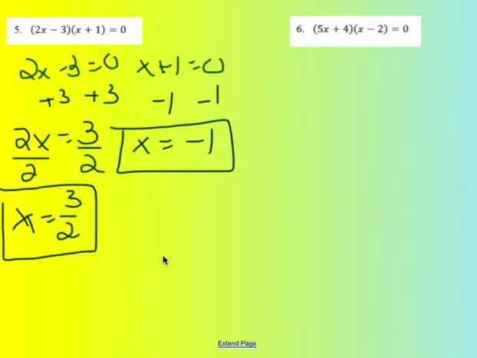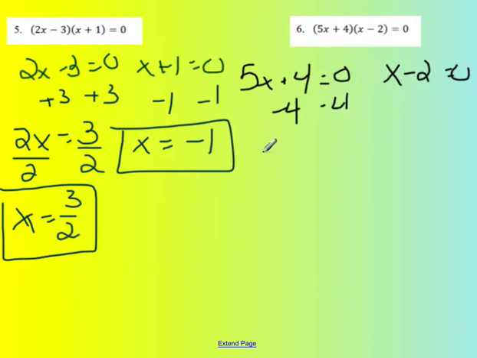Same thing for number 6. 5x plus 4 is equal to 0. x minus 2 is equal to 0. So for the first one, we want to solve for x. I'm going to subtract 4 from both sides, and I get 5x is equal to negative 4. Divide both sides by 5, and I get x is equal to negative 4/5.